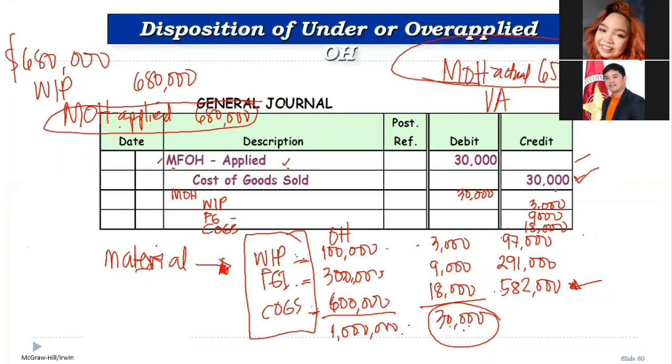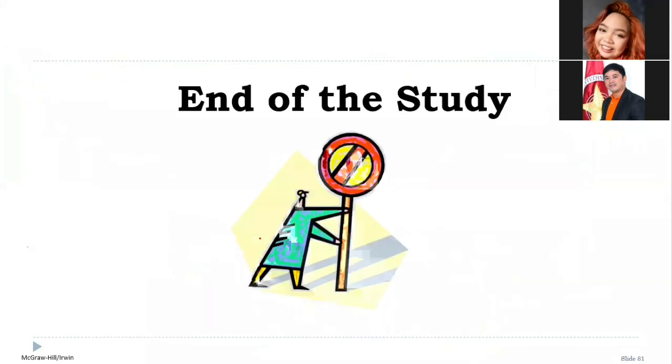Okay? So in other words, yung 30,000 hindi lahat inabsorb or klinos kay cost of goods sold. Yung 30,000, dinistribute mo sa tatlong accounts na merong overhead components. So that's the disposition of under or over-applied overhead. Okay? So, end of the study.